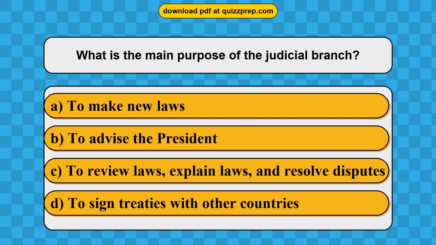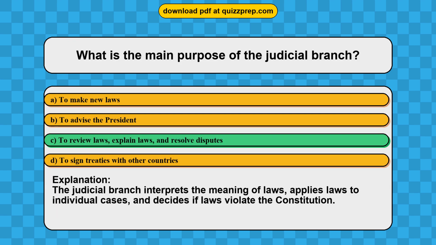Question 51. What is the main purpose of the judicial branch? Option A. To make new laws. Option B. To advise the president. Option C. To review laws, explain laws, and resolve disputes. Option D. To sign treaties with other countries. The correct answer is option C. To review laws, explain laws, and resolve disputes. The judicial branch interprets the meaning of laws, applies laws to individual cases, and decides if laws violate the Constitution.